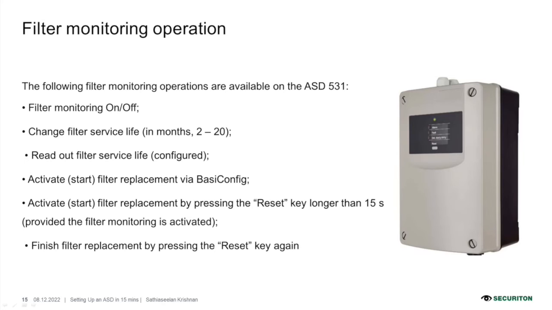And you can read out this filter service live as well from the SD card, which has been installed. And this can be activated with the basic config. What I mean by basic config here is actually the DIP switch settings that are available on board. As I mentioned, there are no additional cables required, so you can do it with the basic config itself. And you activate this filter replacement by pressing the reset key longer than 15 seconds. And this will be activated automatically. And once this is done, the filter can be replaced, you reset the system and it's good to go. Okay, so you don't need to panic. You can do it with all the switches and DIP switches which are available on board itself.